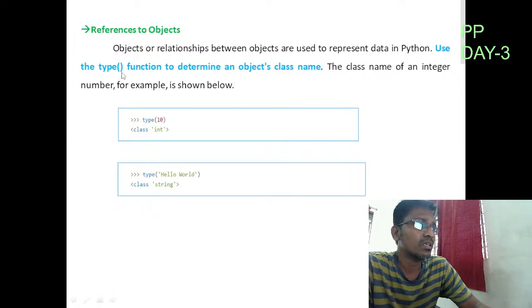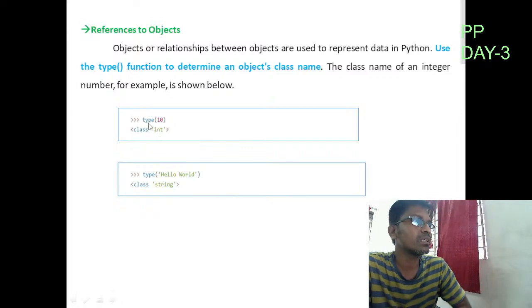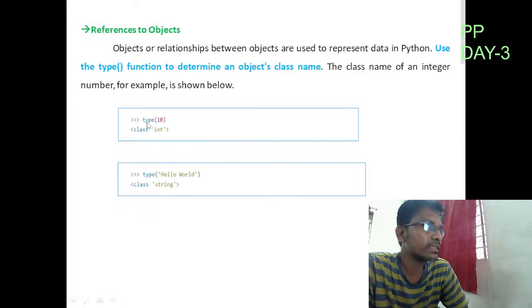So if you refer to the class objects as a type, whether integer type, float type, string data type, tuple or dictionary, then you have to use the type function. The type function refers to the objects of the class name. For example, I will write the function type followed by 10. So 10 is an integer type of value.